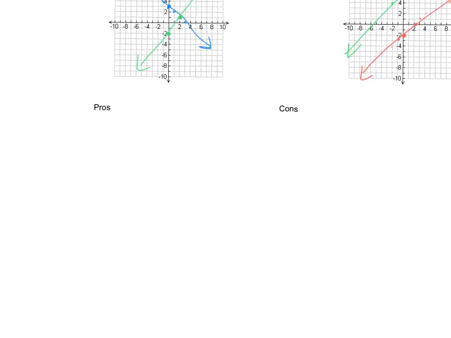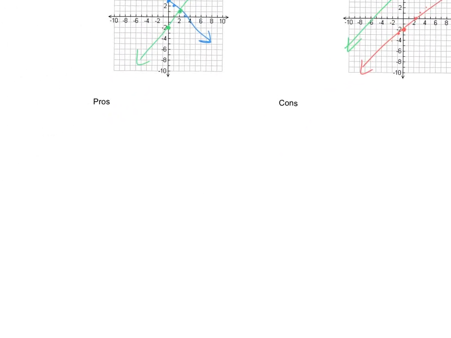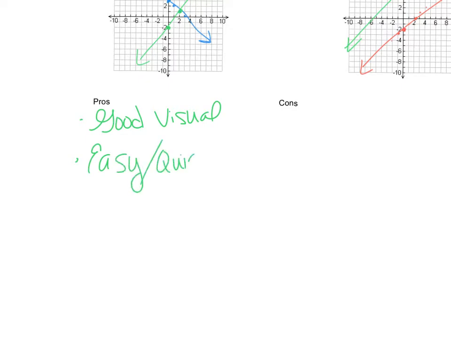All right, let's talk about the pros and cons. The pro, it's a good visual, right? You can see clearly where they connect, and it makes sense what the answer is. It's a point where they connect. These are easy to use. It's easy and quick if you have a graphing calculator.